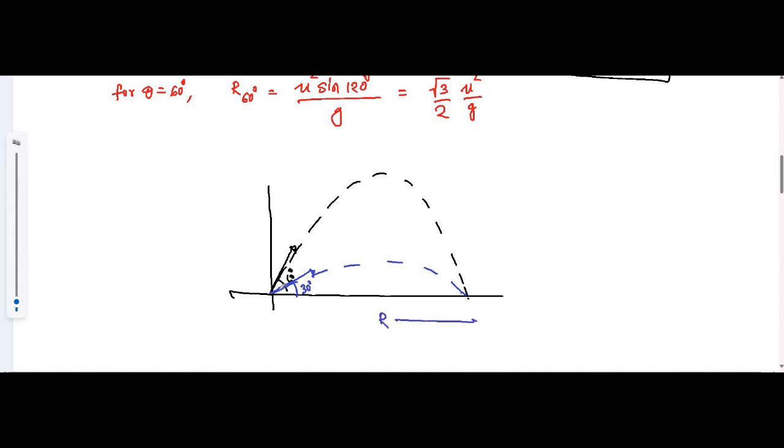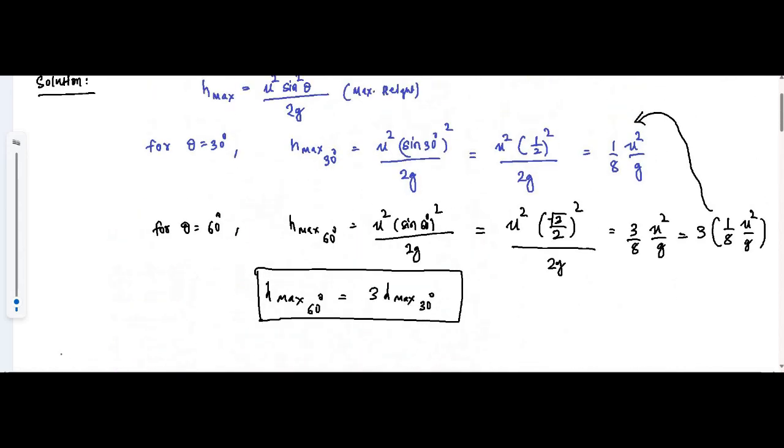Okay, horizontal range is the same in both the cases, but in this case H max for 60 degree is this much, and this is H max for 30 degree, this much. So 60 degree is 3 times H max of 30 degree, in both the cases range is the same. Okay, so this is the situation. Okay, so here we have done.